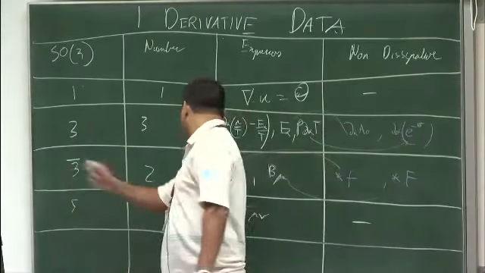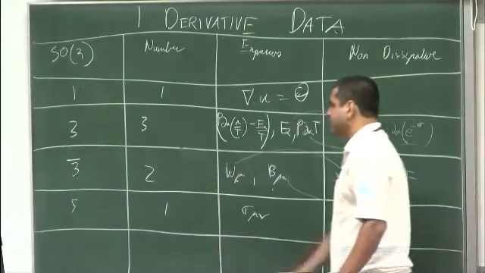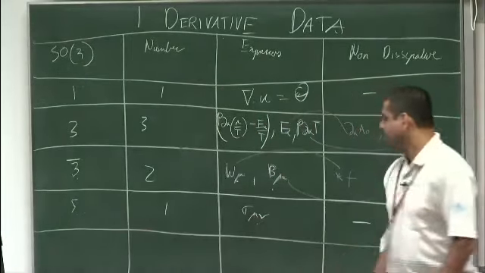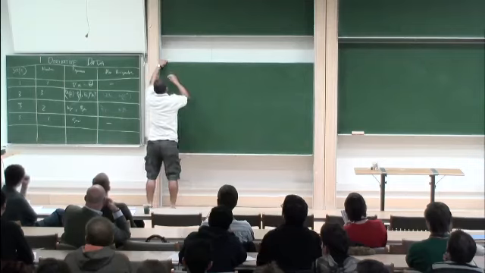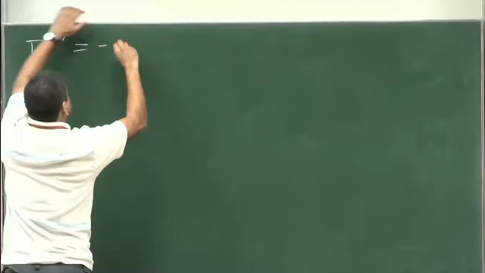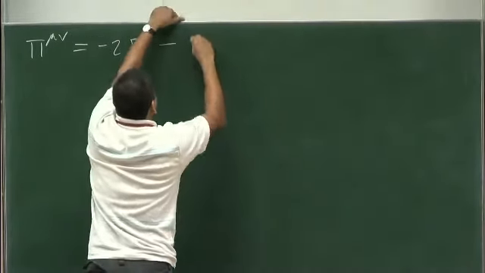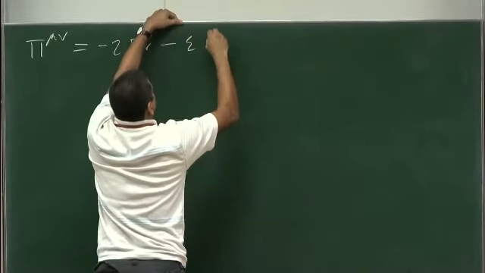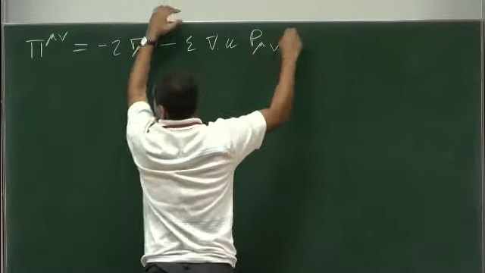Okay, then there were two pseudo vectors, the vorticity and the magnetic field, and there was one tensor, which was the shear tensor. Okay, so just on the basis of symmetry, we could write pi mu nu was equal to minus eta sigma mu nu minus zeta times del dot u times P mu nu.